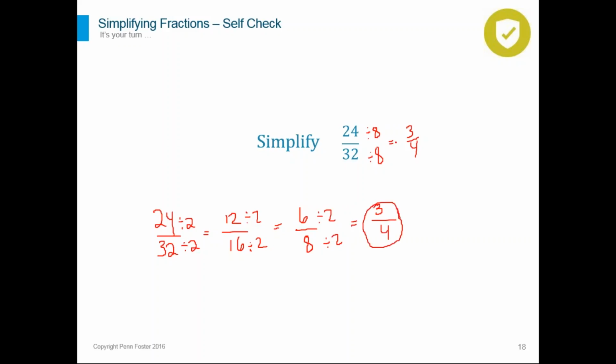Same answer. So whatever method, you want to do it right away with the 8, or you want to break it down to choose here.